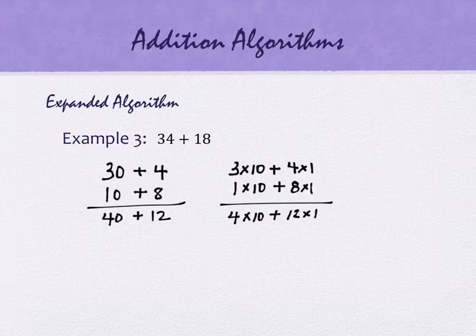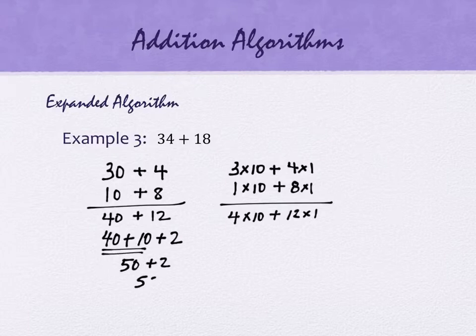Okay, so I get the nice sort of moving from left to right, which is rather friendly. I still end up with the problem, of course, that I have 40 and 12. So 40 is 40 plus, and then 12 is a 10 and 2. So I'm breaking it apart again. 40 and 10, that's 50. So I have 52.